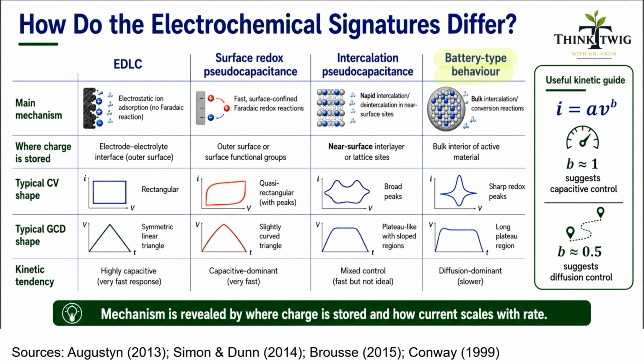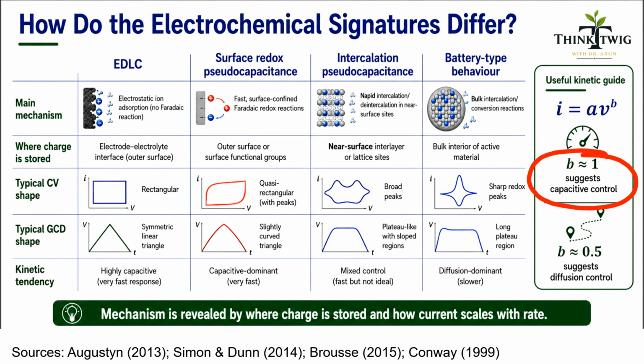But shapes alone should not become labels. A useful kinetic relation shown on this slide is I equals a V to the power b. Here I is the current and V is the scan rate, or you can say ν. The exponent b provides a kinetic guide.